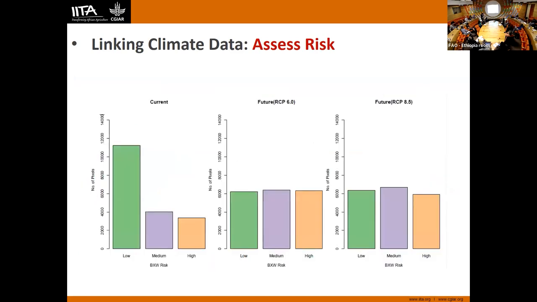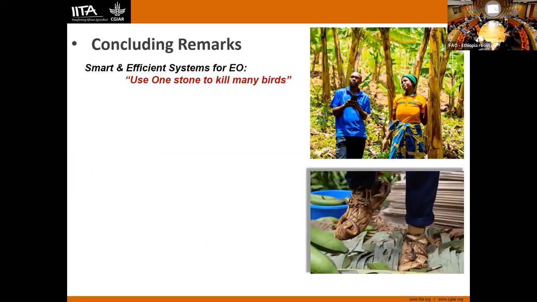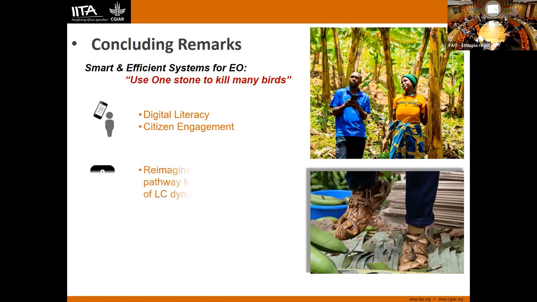So with this, I think I should not talk about those charts and instead give concluding remarks. This is an inspiration for us to think about how we leverage smart systems to use one stone to kill many birds. Not just for cropland mapping, but the fact that we're able to do digital literacy and citizen engagement by going this route.